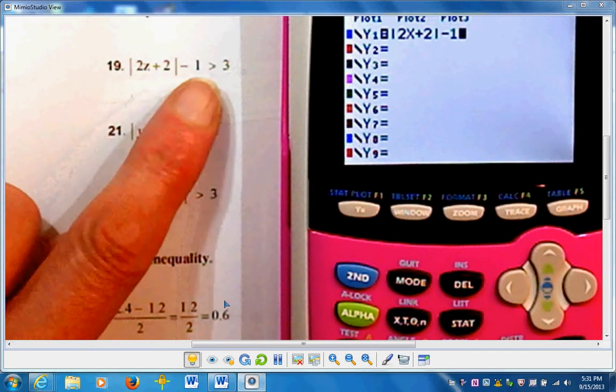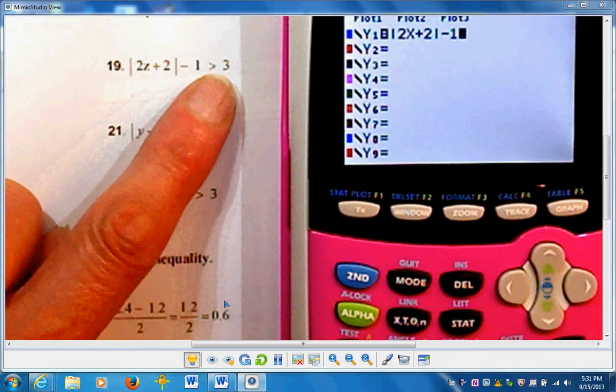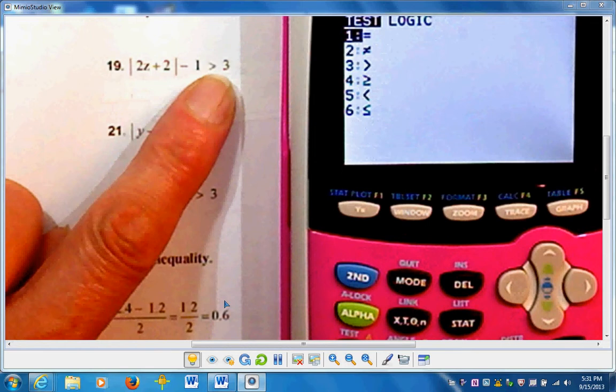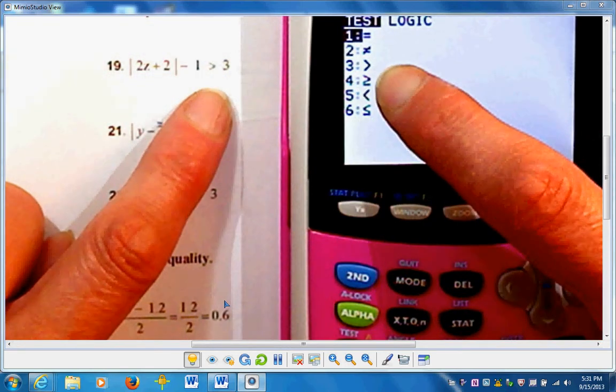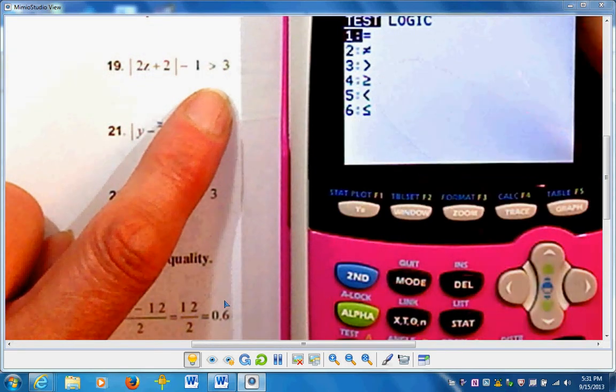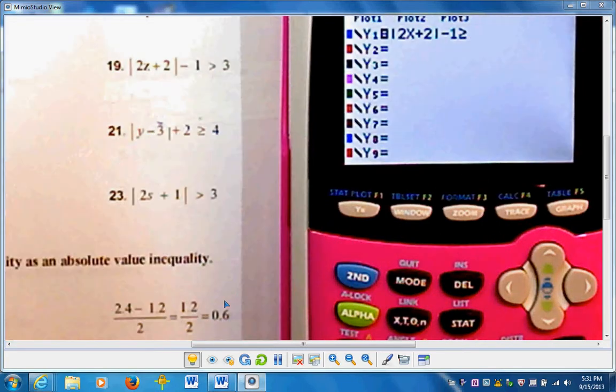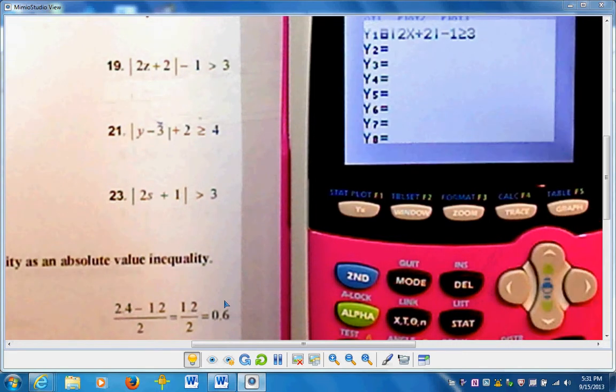So now we need to put in our inequality. So we'll do second math, but instead of picking number 3, we're going to pick number 4. Our answer is still going to use that inequality, but for the sake of graphing, we want to have that equal bar in there, or we'll get the wrong answer. Now we're going to put in number 3. So we're going to go ahead and graph it.